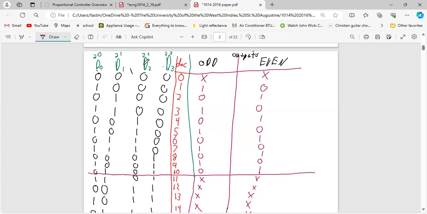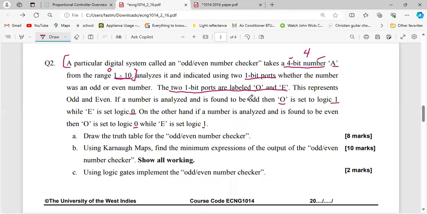That is it. In this case, what you had to do to make the question easier is convert it to decimal, because you know whether a decimal number is odd or even. So if it's even, it's a 1 in that column, and if it's odd, it will be a 0. And that's it. So that was this piece there.